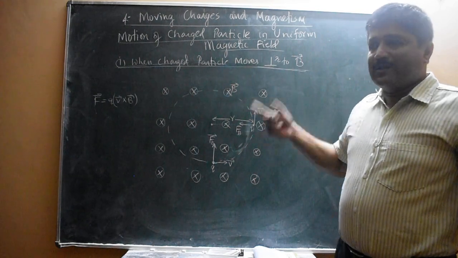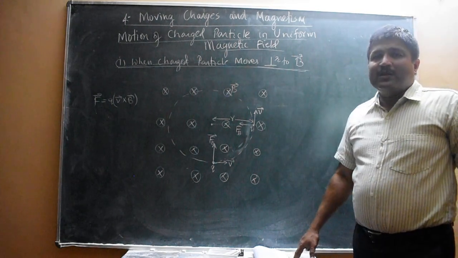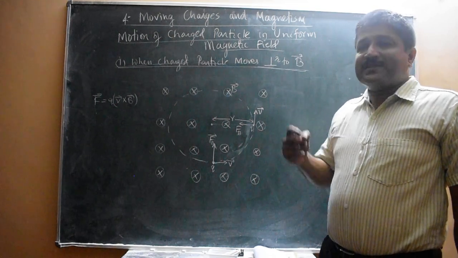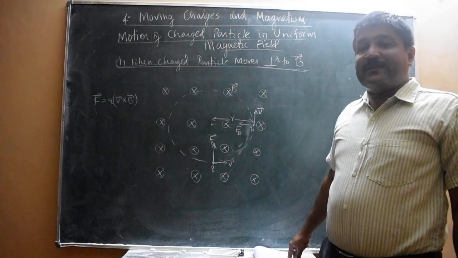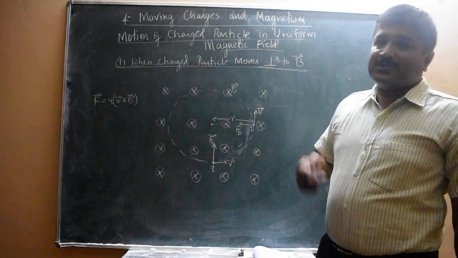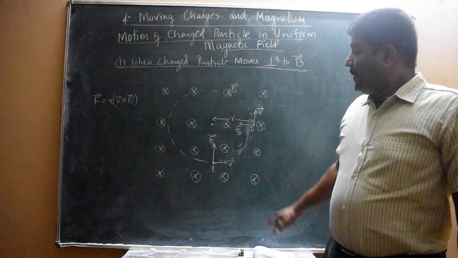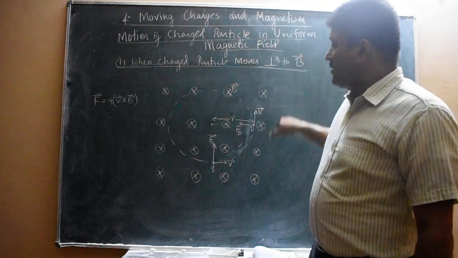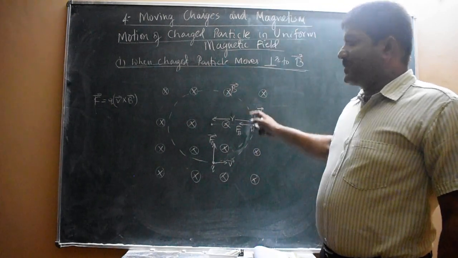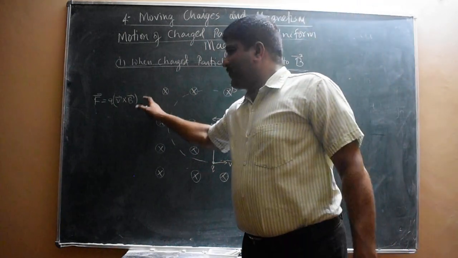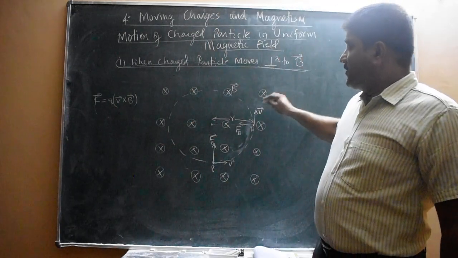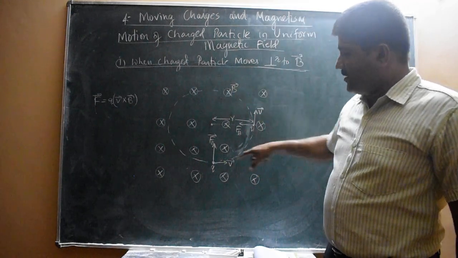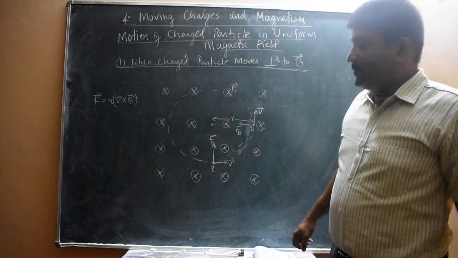We have seen in the case of planets moving around the sun, there also centripetal force is there. That centripetal force is provided by the gravitational force for the planets to move in elliptical orbits. But here the charged particle describes circular motion. It is because of the magnetic force. Magnetic force is providing the necessary centripetal force for the charged particle to move along this circular path.